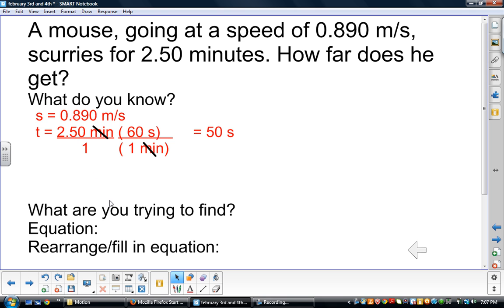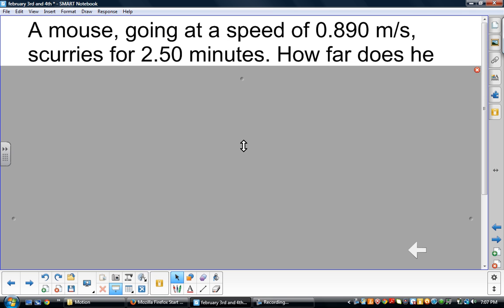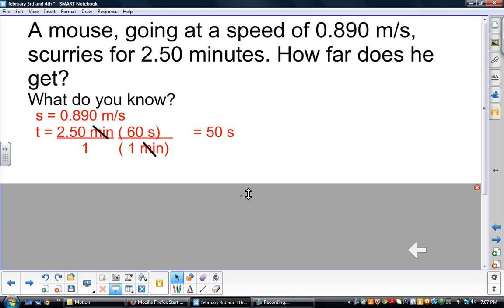So, we have 2.50 minutes. And why am I changing my minutes to seconds? Sometimes you have to switch one or the other. In other words, why aren't I changing this to meters per hour or meters per minute? Or why aren't I changing both of them to hours? To be honest, in this problem, I'm just doing what's easiest. It's easiest to change my minutes to seconds.